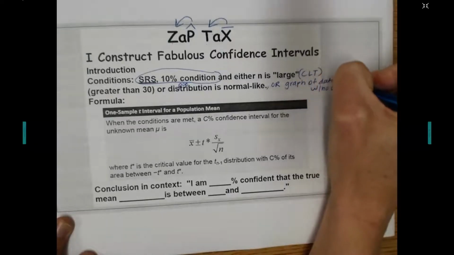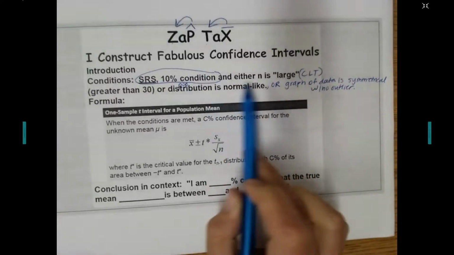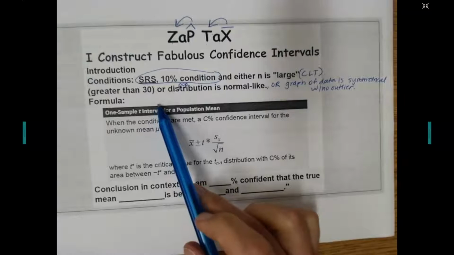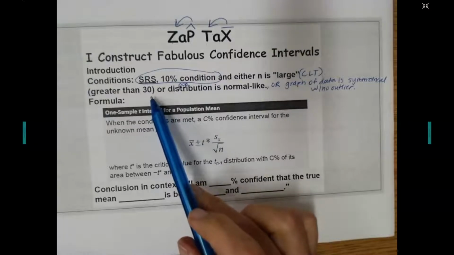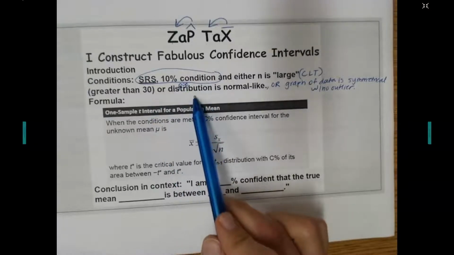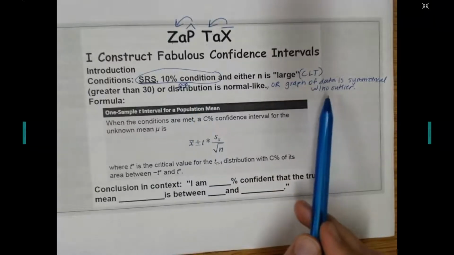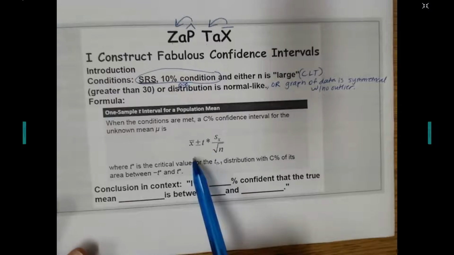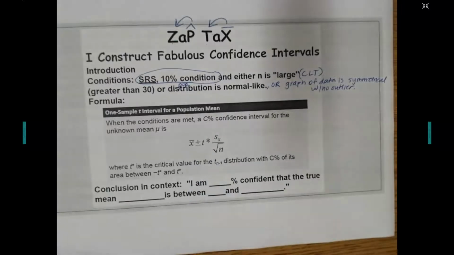So to check for normality with means, either you have a large sample size and the central limit theorem lets you know that the sampling distribution will be normal-like, or the parent population is normal-like, or a graph of the data is symmetrical with no outliers. Okay, once you've checked your conditions, now we're ready for the formula. And on your formula sheet, you have this formula in words, just like you did with proportions.